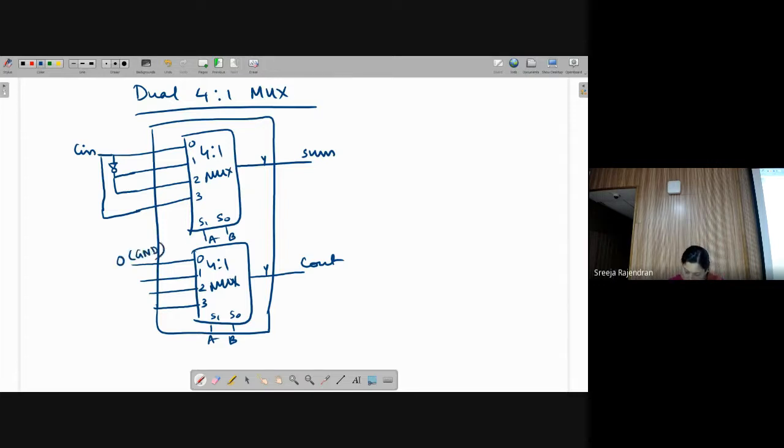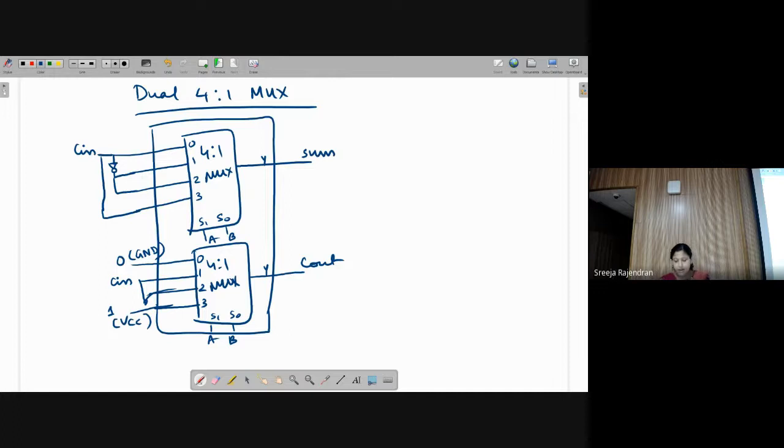Okay. And then these two are C in. So C in I can give together. Okay. And the last one is 1. So that can be your VCC, whatever voltage corresponding to the IC's VCC. Okay. 3 volts, maybe 5 volts. So depending on the IC supply voltage.